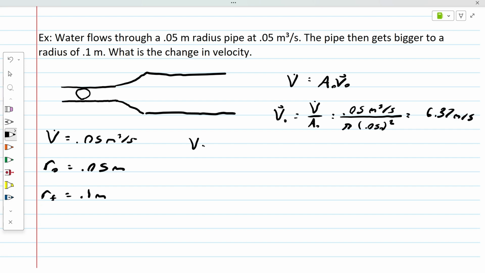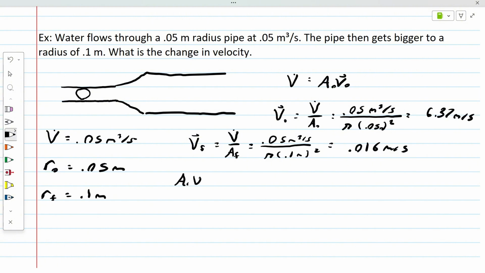So we can find the V final in the same way, using this constant volumetric flow rate of 0.05 meters cubed per second over our final area, which is pi r squared, where the final radius is 0.1 meters. And so when we plug that in, we get 0.016 meters per second.